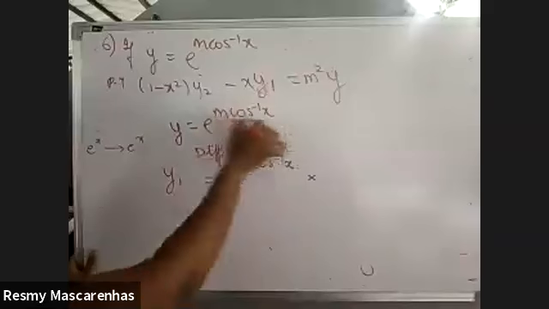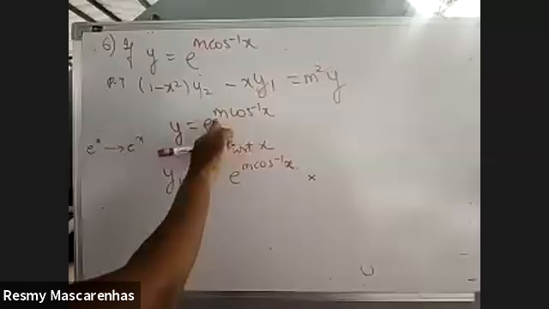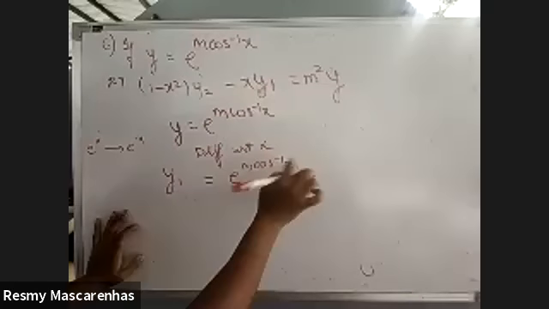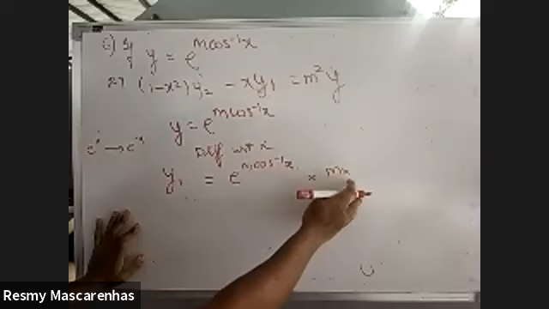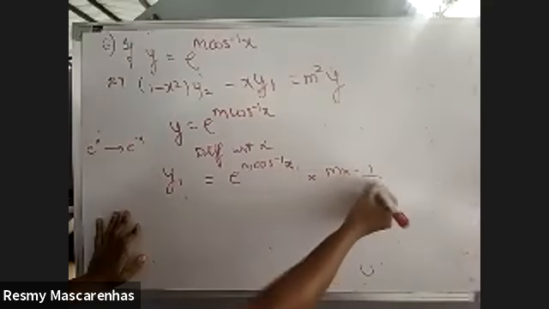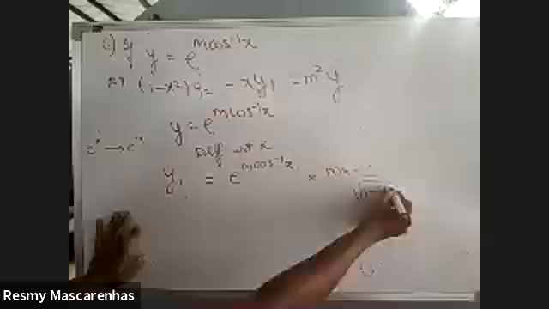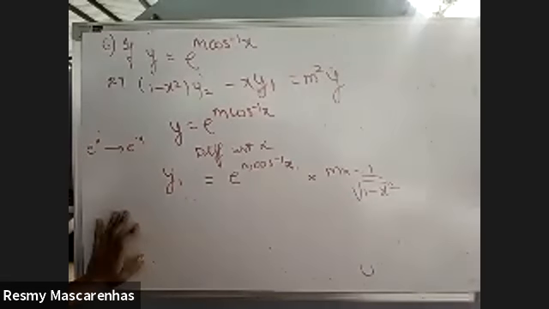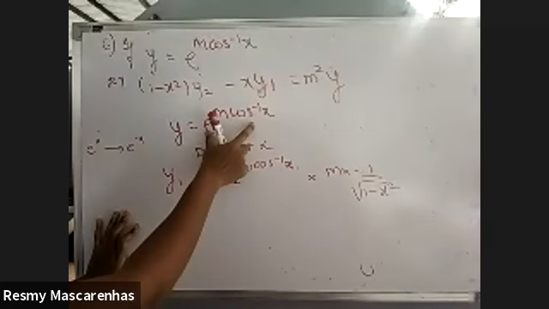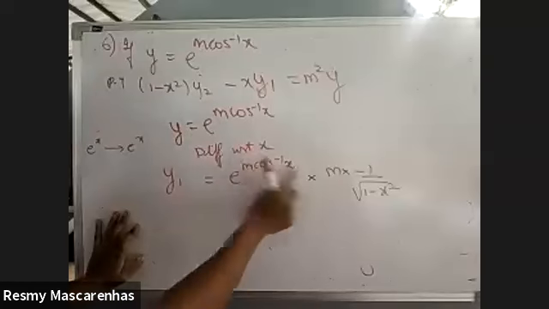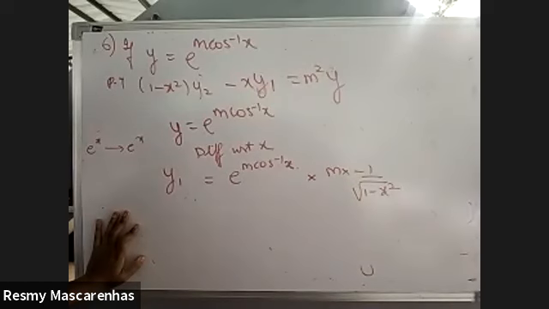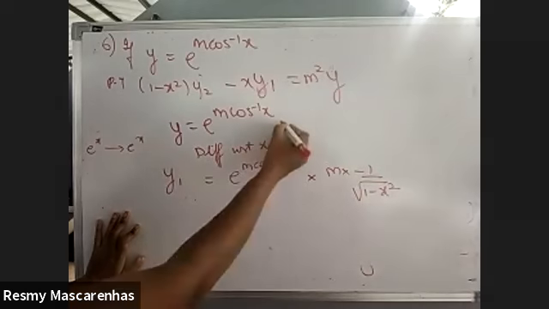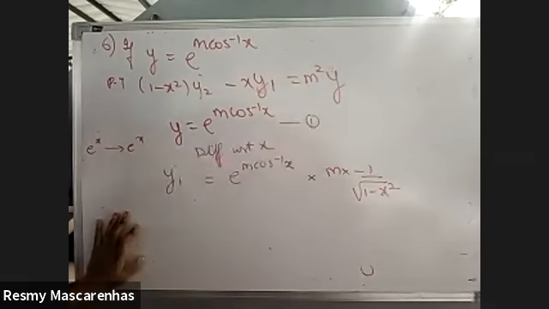M is a coefficient. Coefficient means some number. So don't do u into v for this. Simple m, okay. And what is the derivative of cos inverse x? So this will be your answer. What I did, I took the derivative of this. E raised to something is e raised to that into the derivative of m cos inverse of x. So the cos inverse derivative is this. Now you can just mark this as equation 1.